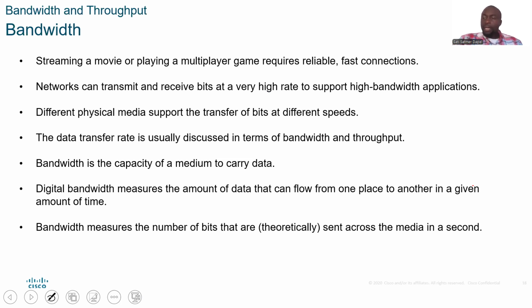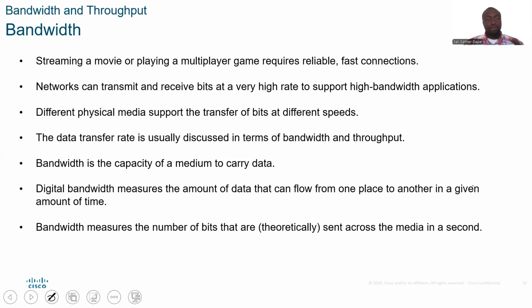So if, for instance, this is a pipe, this particular pipe can carry an amount of data based on the size of that pipe. That's the bandwidth. The throughput, on the other side, is the actual amount of data that is passing through that channel. The throughput cannot be more than the bandwidth. Okay? So streaming a movie or playing multimedia games requires a reliable, fast connection. The network must transmit and receive bits at a very high rate to support high bandwidth applications.